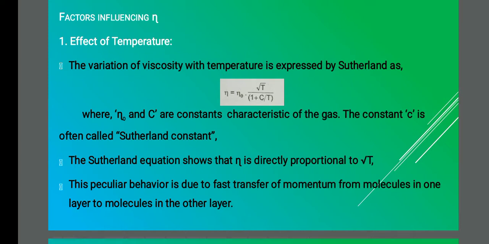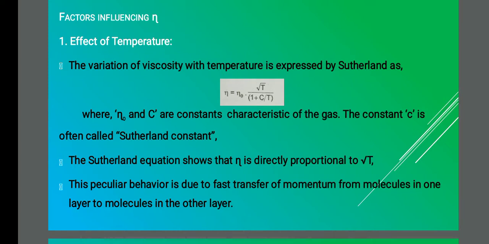So if you take this Sutherland equation, eta is directly proportional to square root of T. This peculiar behavior is due to the fast transfer of momentum of molecules from one layer to the other layer. It's directly proportional. Is it okay? So this equation is very useful.